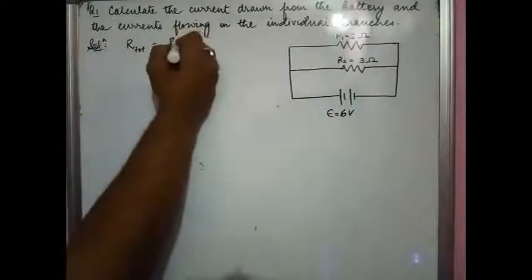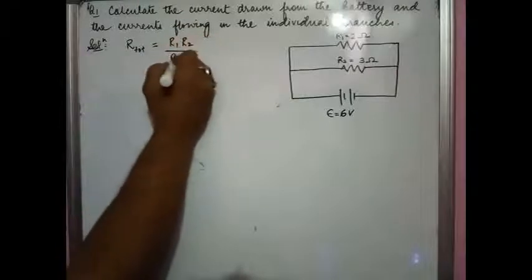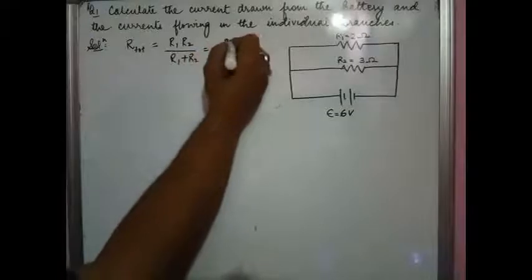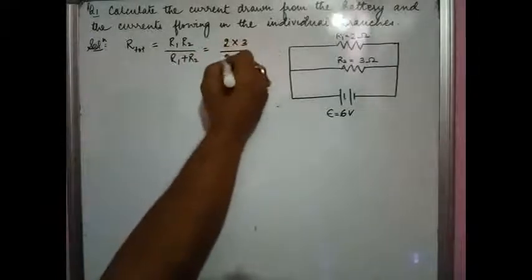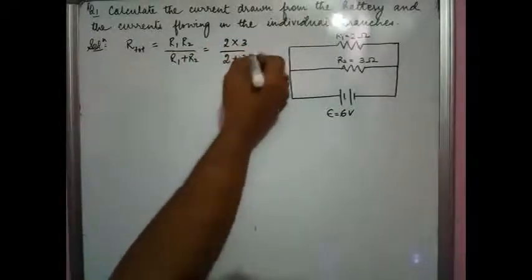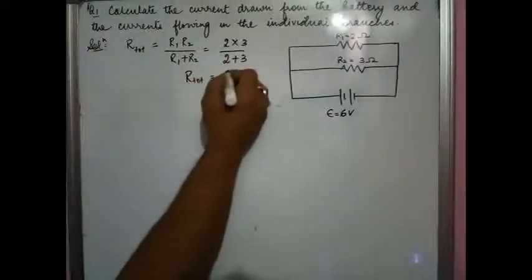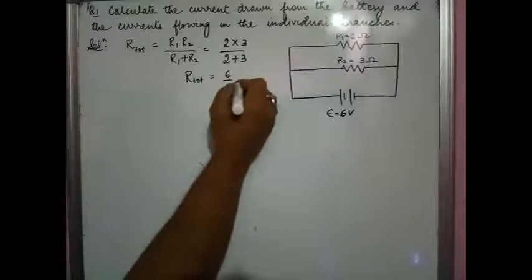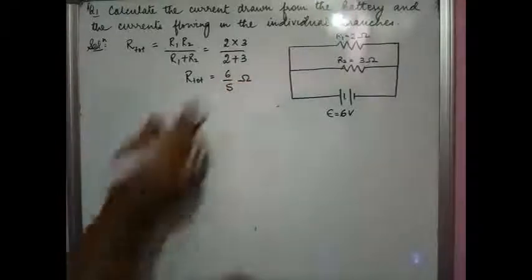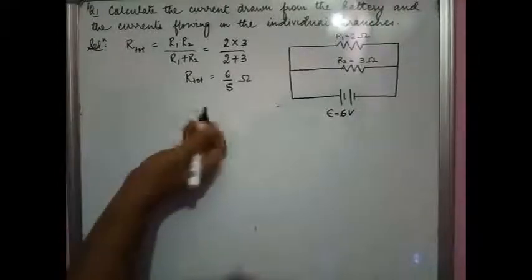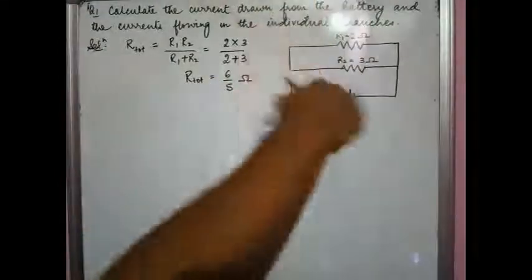So we are going to use the formula R1R2 upon R1 plus R2. Very quickly, 2 into 3 divided by 2 plus 3. This gives you an R total value of 6 upon 5 ohms. We are not going to convert that into decimals because it is going to get cancelled. So this is the R total of the circuit.